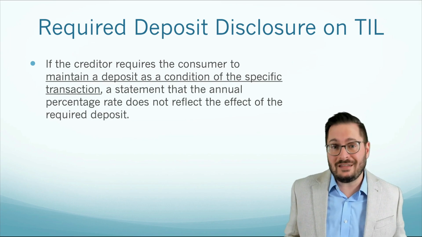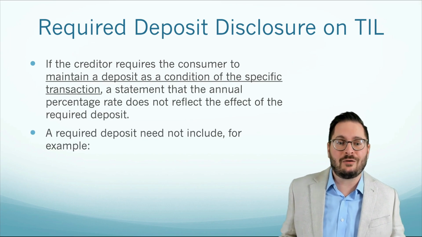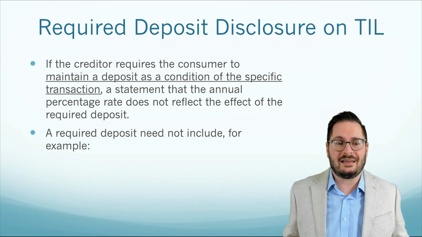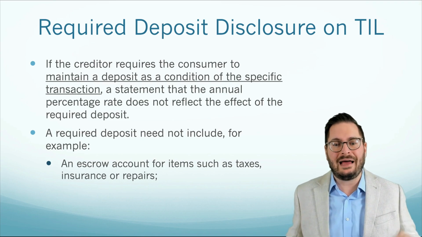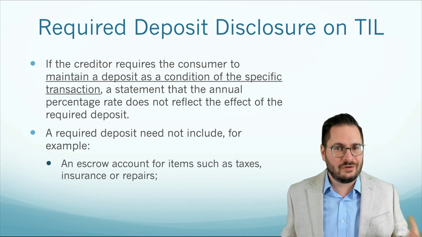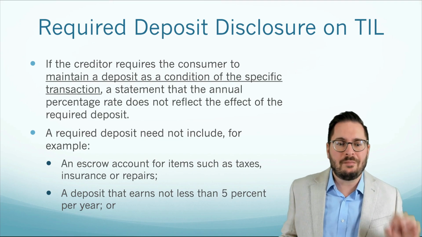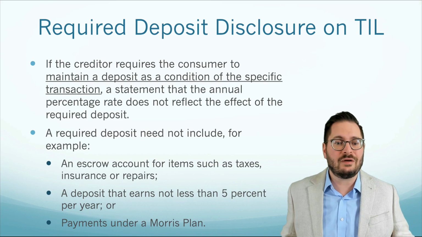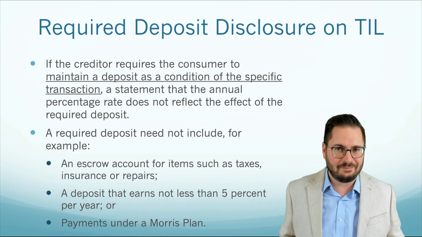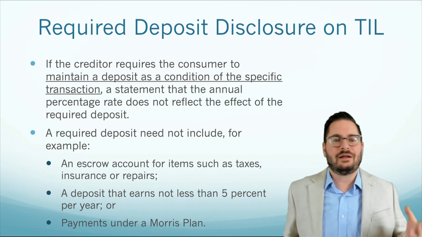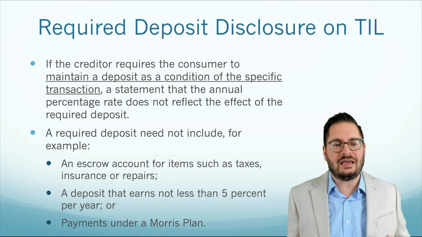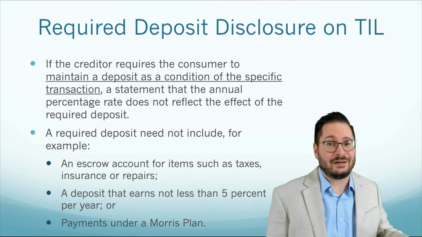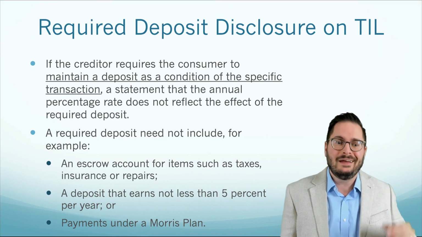Now, there are some exceptions to this rule. Specifically, a required deposit need not include, for example, three main things. Number one, an escrow account for items such as taxes, insurance, or repairs. Number two, a deposit that earns not less than 5% per year. Or number three, payments under a Morris plan. Now, we understand what an escrow account is, and we also understand that payments under a Morris plan are going to be pretty rare, and that's pretty much not going to apply to most of us watching this video.